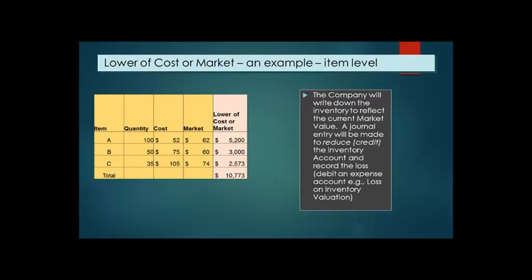A journal entry will be made to credit the inventory account for the difference, and we'll record a loss. We'll debit an expense account, loss on inventory valuation, or some companies may just take it directly to cost of goods sold. So that's lower of cost or market.